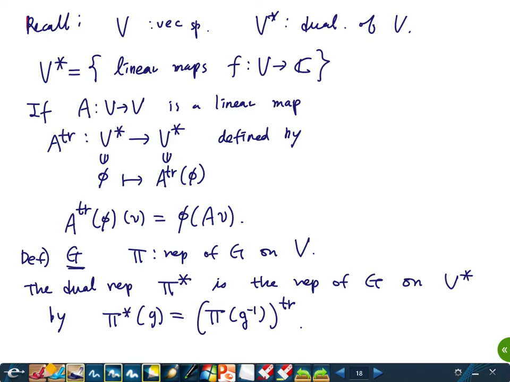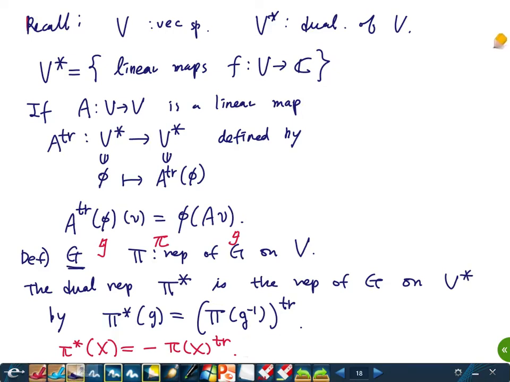And similarly, we have the Lie algebra, and we have pi a representation of the Lie algebra on the same space, say. Then this is defined like this. Pi star of X is minus pi of X transpose, defined like that. Then it's also a representation, and it's the dual.